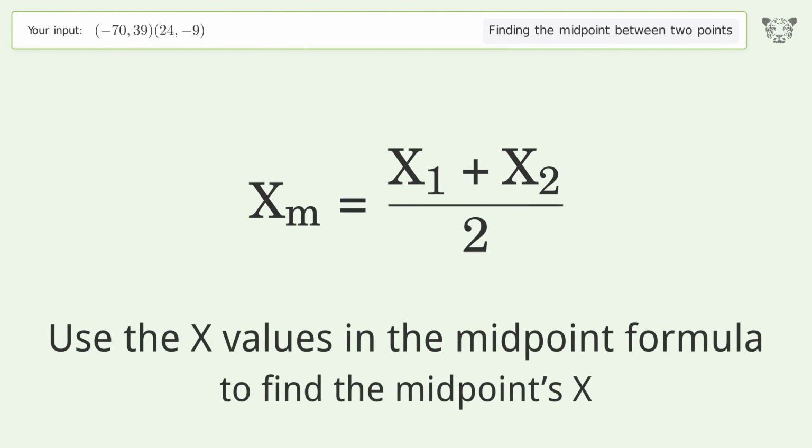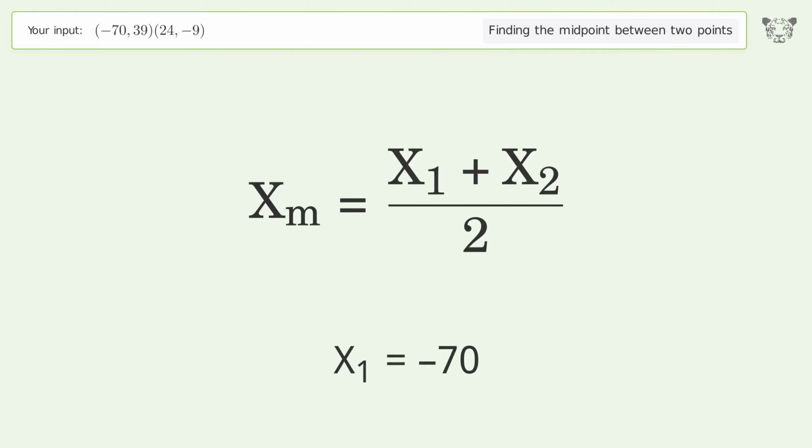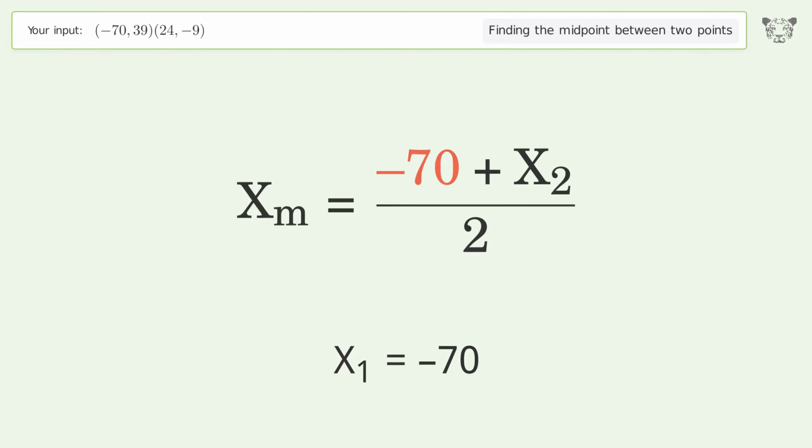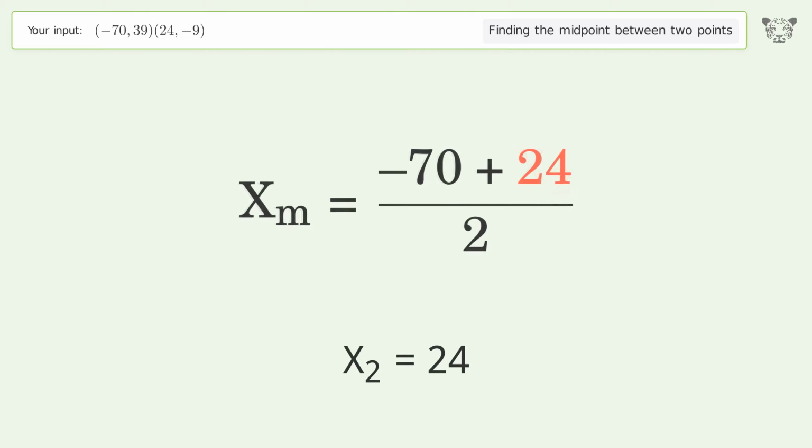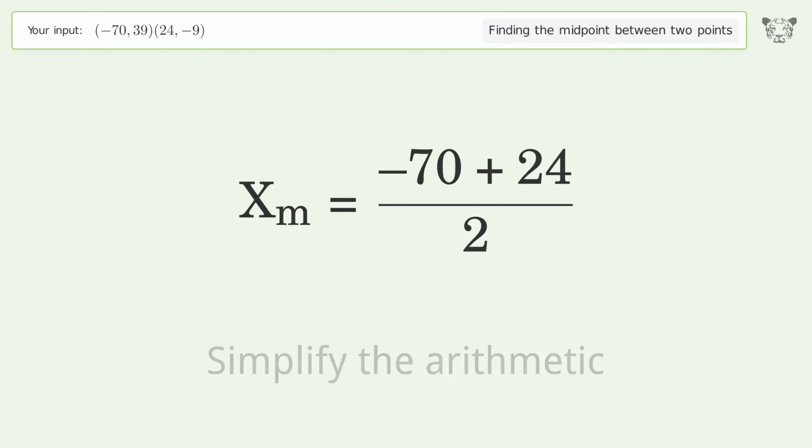Use the x values in the midpoint formula to find the midpoint's x. x1 equals negative 70. x2 equals 24. Simplify the arithmetic.